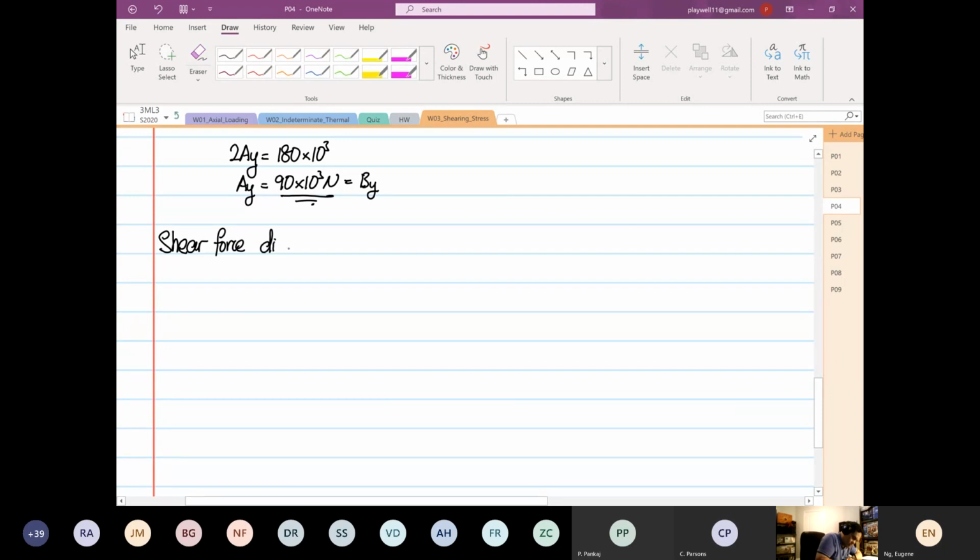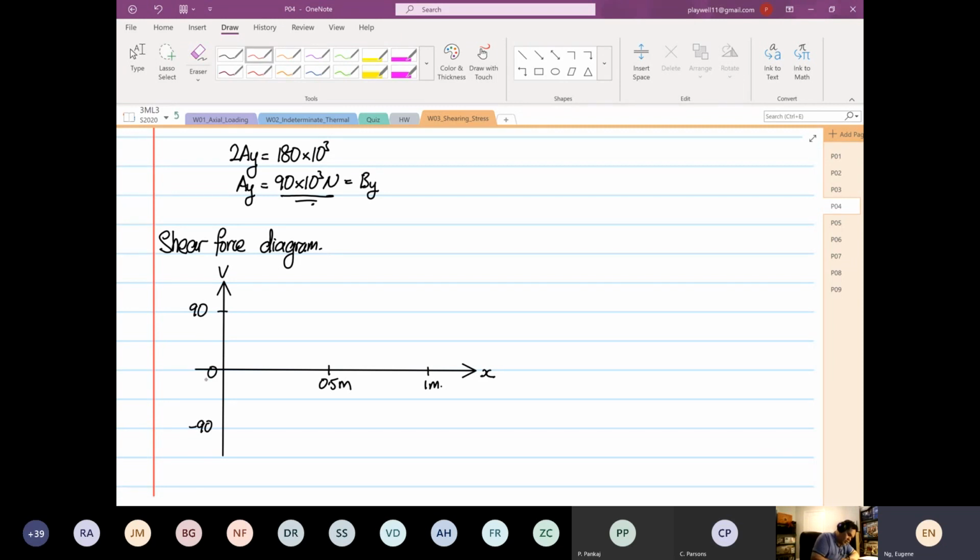Okay, we're going to construct the shear force diagram. So this is your V, this is your 0, this is your 90, and that's your minus 90. And then we have our X distance. Over here, our 0.5 meters, and then down here, 1 meter. Then I'm going to label this our point A, and over here is our point B where the 1 meter is.